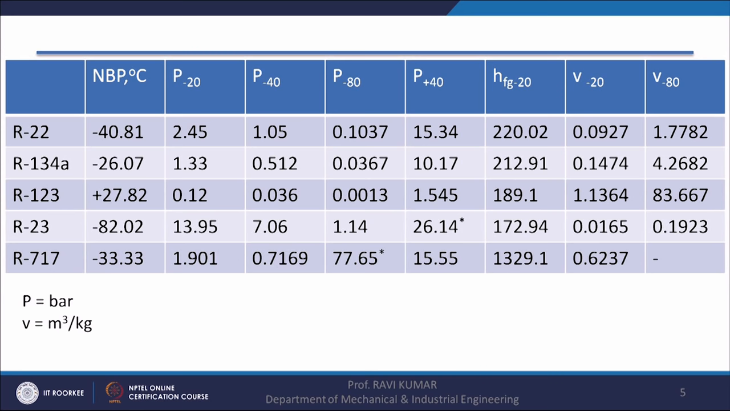Let us look at the properties of some of the refrigerants. For example, R22 has a normal boiling point of minus 40.81 degree centigrade. If I am using R22 at minus 20, the pressure is 2.45 bar, and if I am using R22 at minus 80, it is 0.1037 bar. Remember, the moment we reduce the pressure, the specific volume increases.